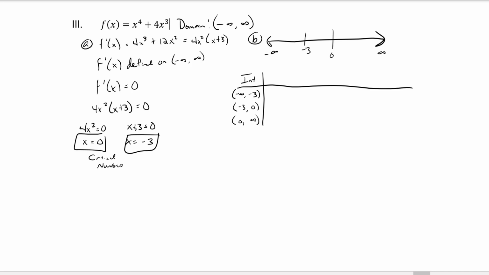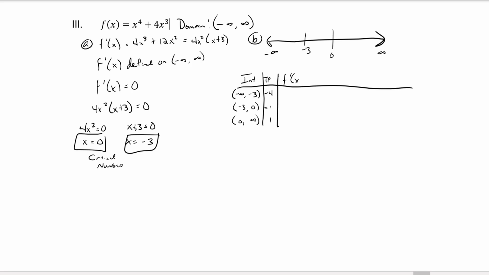And so from here, we pick a test point in each interval. For negative infinity to negative 3, let's say negative 4. For negative 3 to 0, let's say negative 1. For 0 to infinity, pick 1. Again, remember you can pick any value you want to.